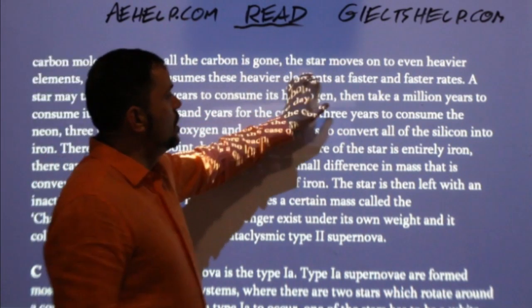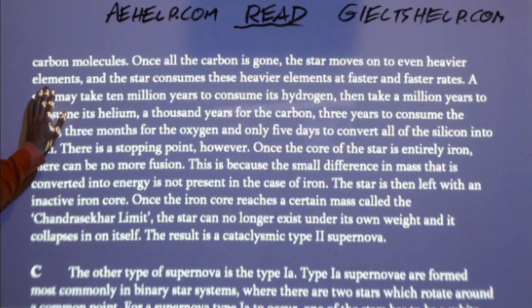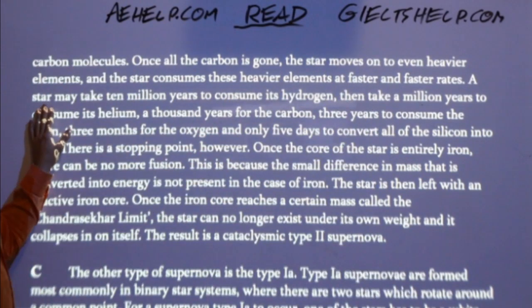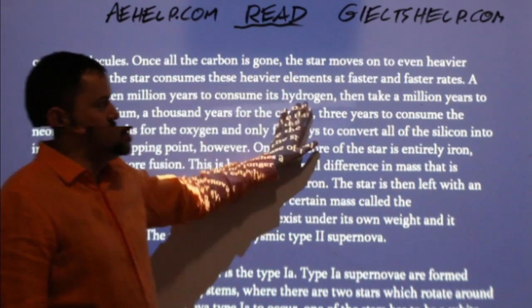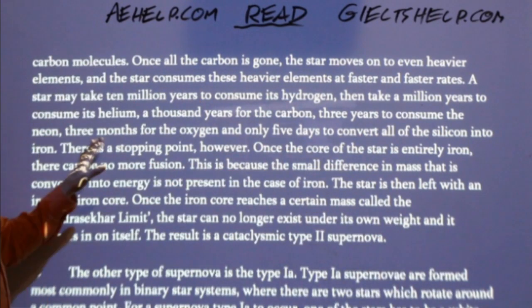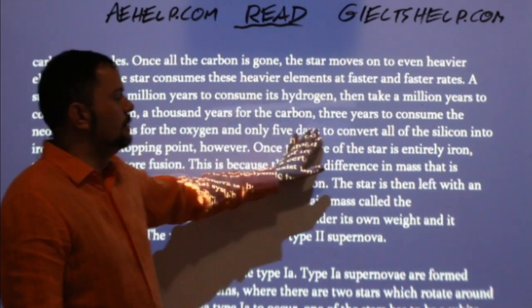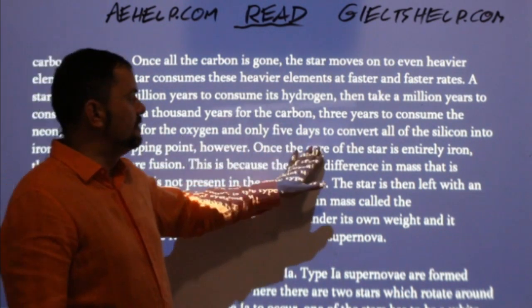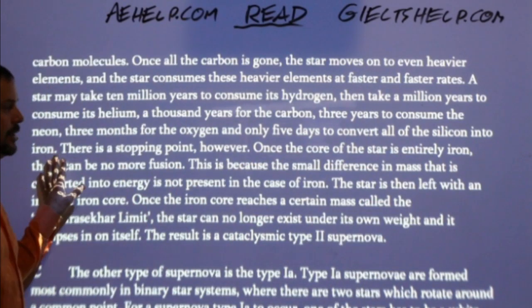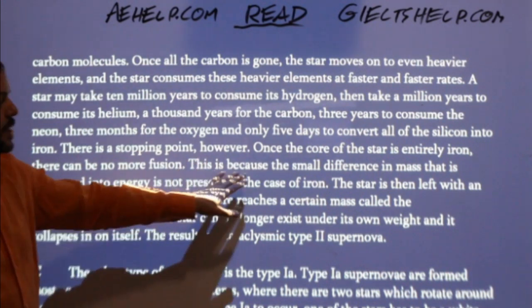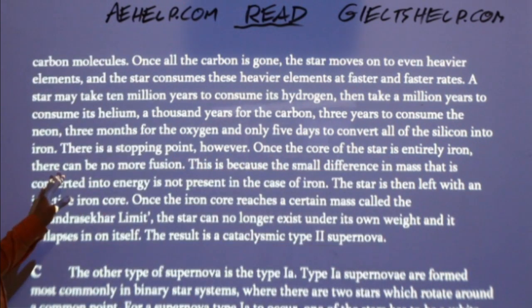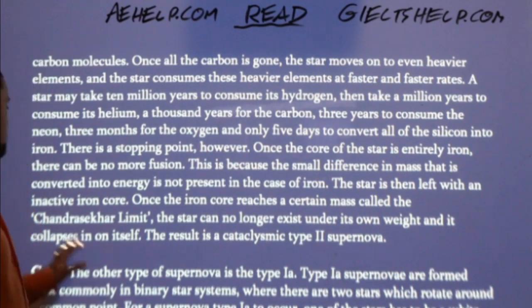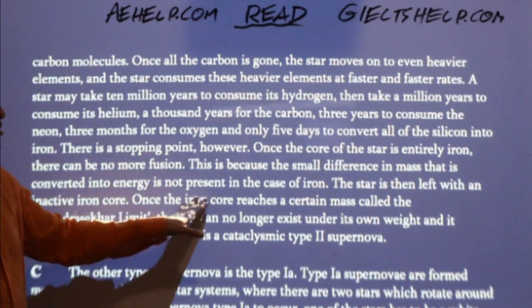Once all the carbon is gone, the star moves on to even heavier elements, and the star consumes these heavier elements at faster and faster rates. A star may take 10 million years to consume its hydrogen, then take 1 million years to consume its helium, 1,000 years for the carbon, 3 years to consume the neon, 3 months for the oxygen, and only 5 days to convert all of the silicon into iron. There's a stopping point, however. Once the core of the star is entirely iron, there can be no more fusion. This is because the small difference in mass that is converted into energy is not present in the case of iron.